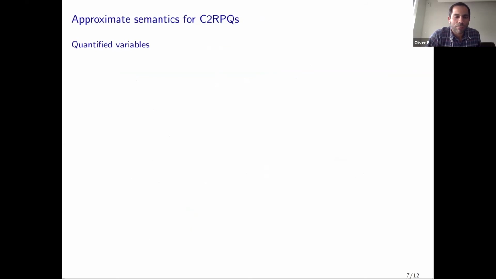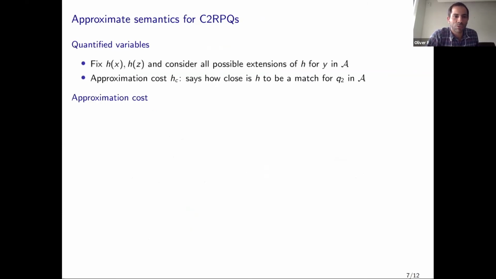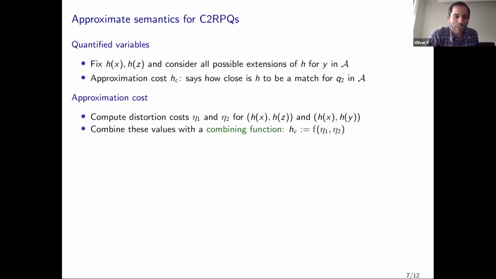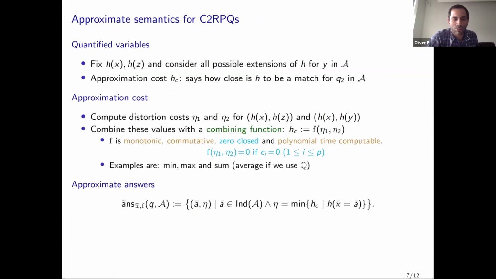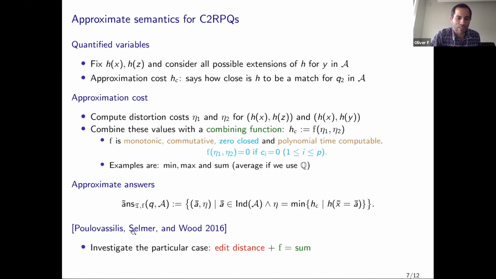Now, I'm going to skip this very quickly. So we extend the semantics to conjunctive regular path queries. We have to consider quantified variables and also to consider how to combine the different atoms. For this, we use a combining function with certain properties. And then we define the approximate semantics as a mapping that gives the best cost. And this paper provides an instance of this more general framework that uses a distance and so on.